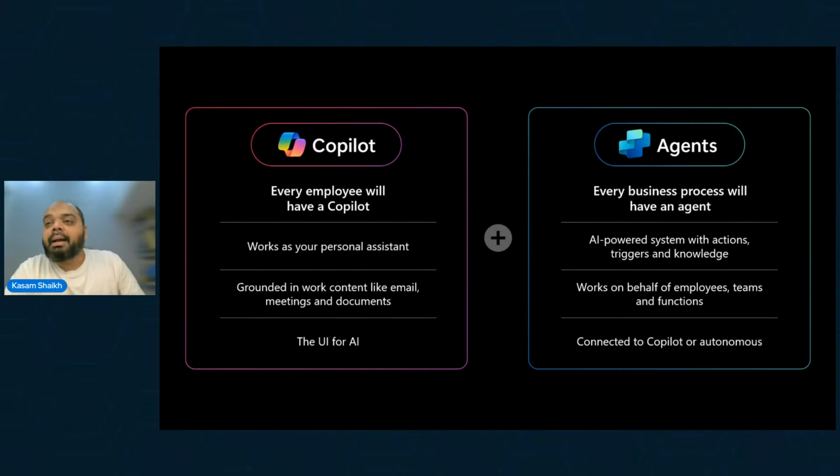You will have Copilot, and you will have many agents. These are expert systems. They work on behalf of teams and organizations, and ultimately they will be connected to Copilot in the form of maybe a Copilot UI as AI.